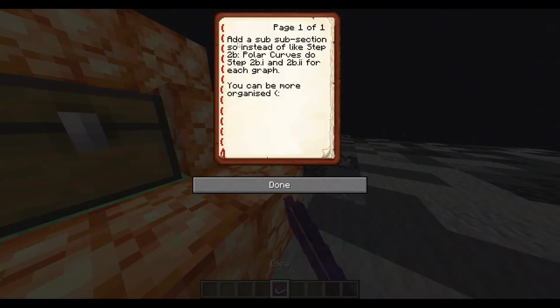Add a subsection, so instead of like step 2b polar curves, do step 2b.i and 2b.ii for each graph. You can be more organized. Wait, I could have been more organized?